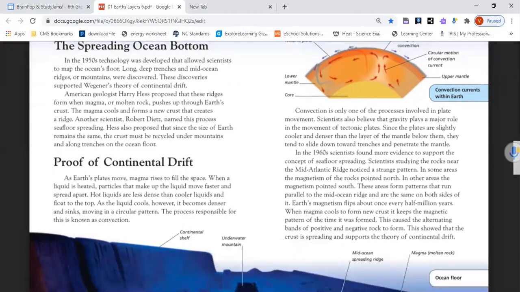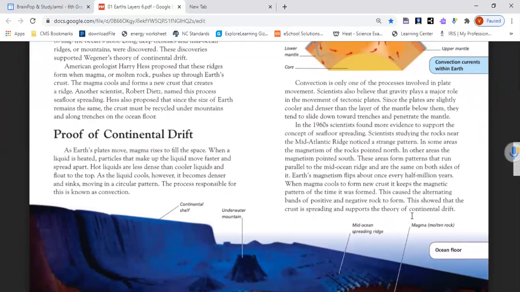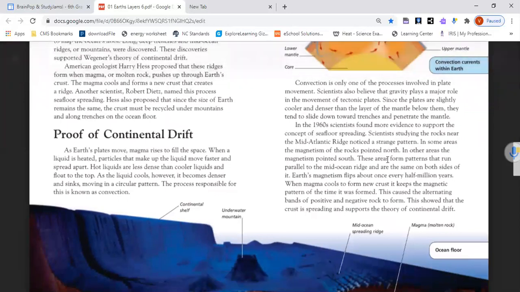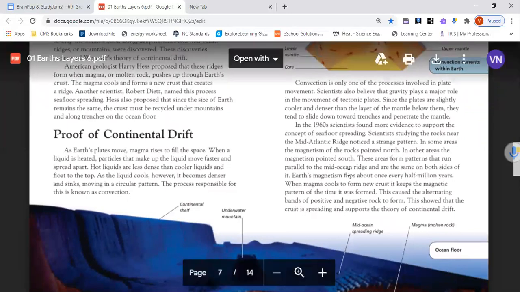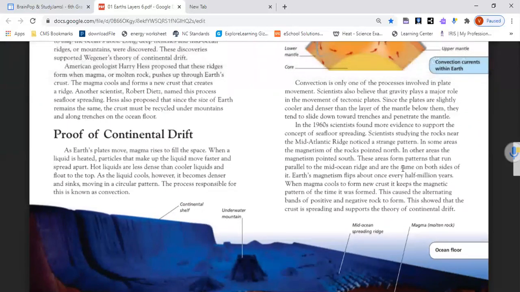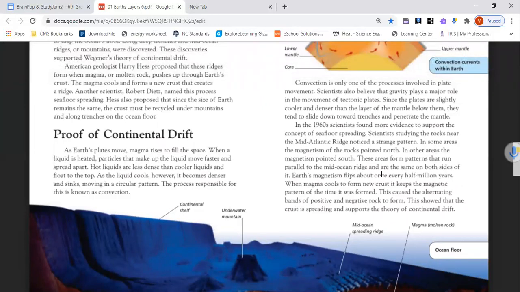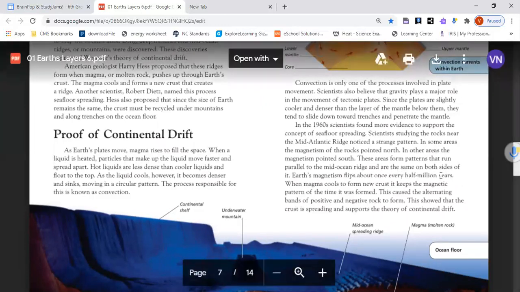Scientists studying the rock near the mid-oceanic ridge noticed a strange pattern. In some areas, the magnetism of the rock pointed north. In some other areas, it pointed south. These areas form patterns that run parallel to the mid-oceanic ridge and are the same on both sides of it. Earth's magnetism flips about once every half million years. You will learn about this in 8th grade, I believe. For now, just understand that that happens.